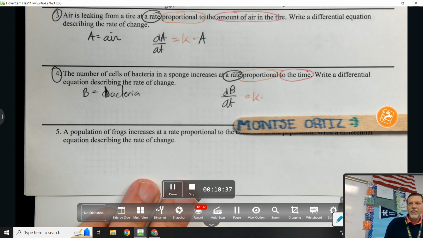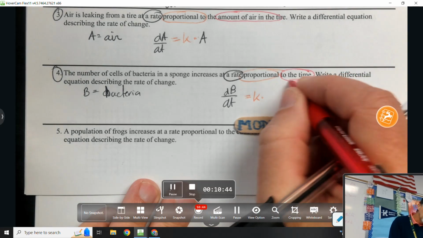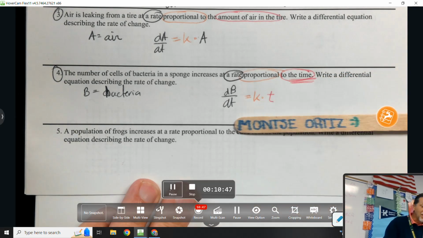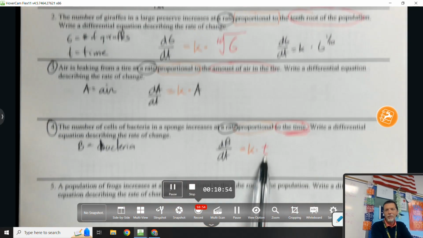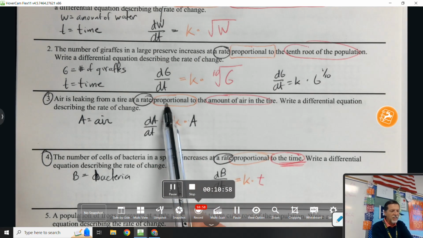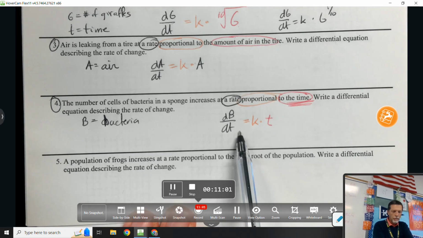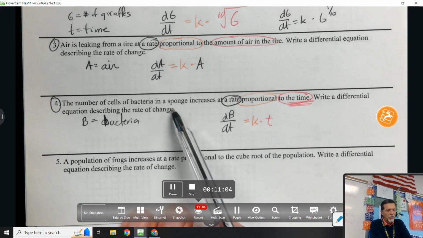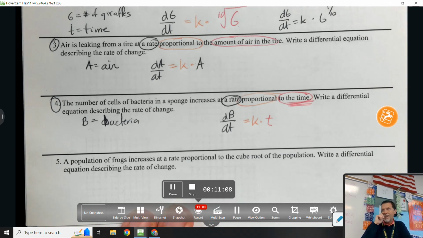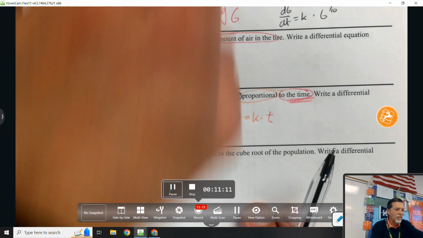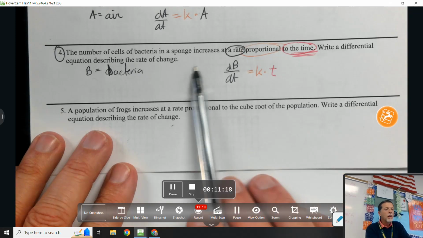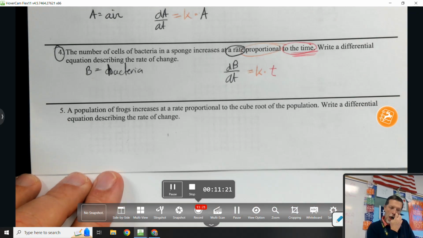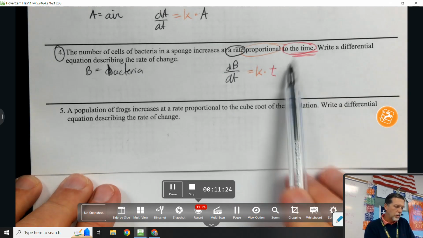Monty, what goes on the right-hand side? K times what? What is it proportional to? So K times t. This one is different because usually our main variable is over here: dW dt with a W, dG dt with a G, dA dt with an A. This one was different. It's not proportional to how much bacteria is there. It's proportional to the time. Again, it depends on the physics and the biology and the chemistry of what's going on. We don't have to understand that. We do just need to make sure we can understand and translate from English to math.